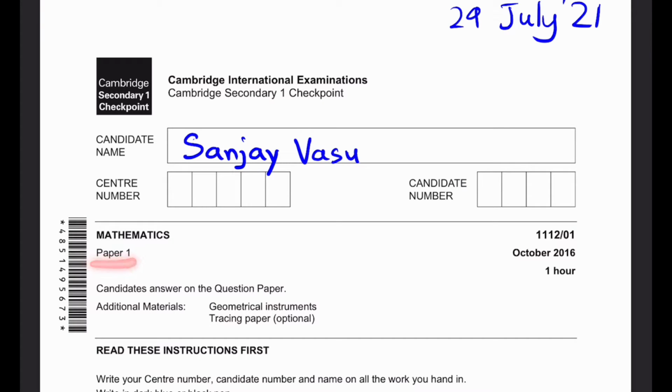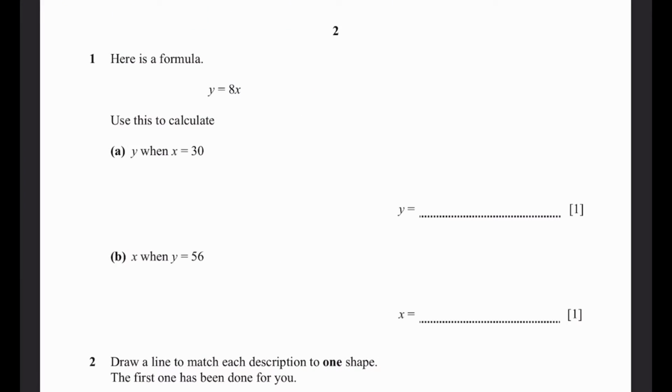Here is paper 1 of October 2016 for 1 hour. We are not allowed to use a calculator for this paper. So let's start. Question 1. Here's a formula. Use this to calculate y when x equals 30 and x when y equals 56.